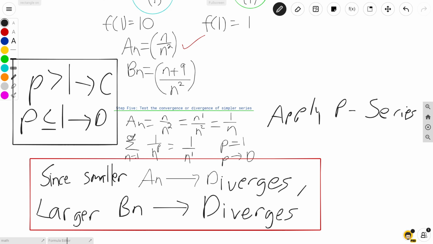And then from there, we were able to tell just based off applying the direct comparison conditions, since the smaller A sub n diverges, the larger B sub n also diverges, as I showed in this graph right here.